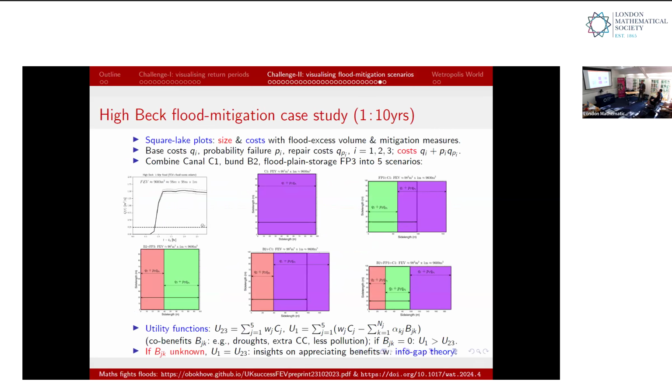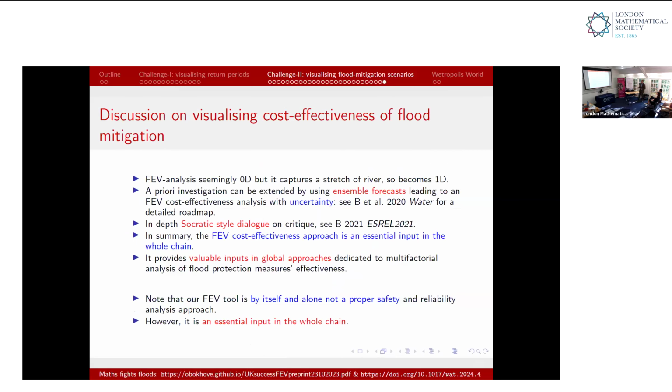So I'm at the end. I have a little more on the slide, but I leave it. I come to the end. This analysis is actually 0D in space, but it applies to a stretch of river, and there's some fluid dynamic thinking here. I haven't done that, but you can include ensemble forecasts if you want to have more uncertainty. But this cost-effectiveness approach is an essential input in the whole chain. So it's not by itself a proper safety and reliability approach.